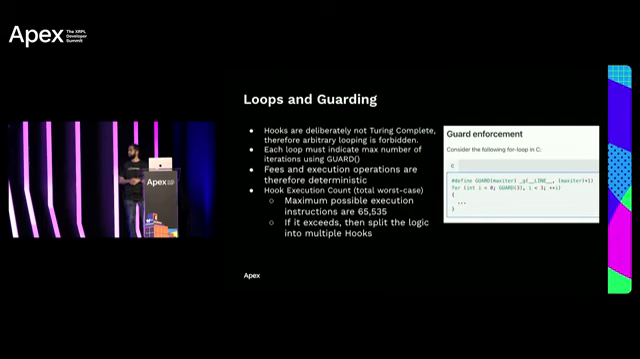And you also have to do loops and guarding within your loops, where hooks are deliberately not Turing complete. That means that the fees and execution operations must be deterministic. If you look on the right, there's an example where we're writing a loop in C, and we have the guard function that takes in 3, meaning that's the max number of iterations it can do. Otherwise, it will throw an error. And for a single hook, you can do 65.5K operations or instructions. If it exceeds that, then you would split the logic into multiple hooks.